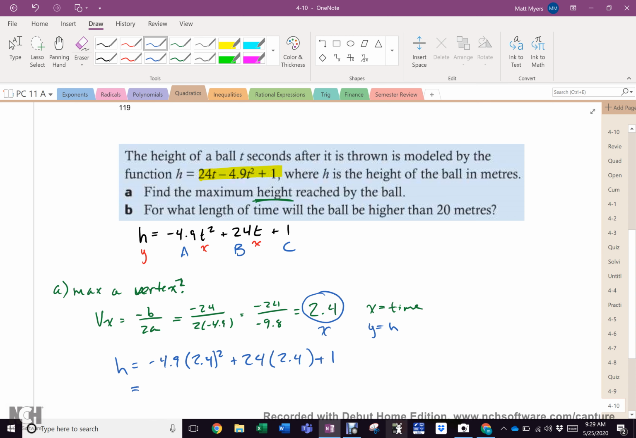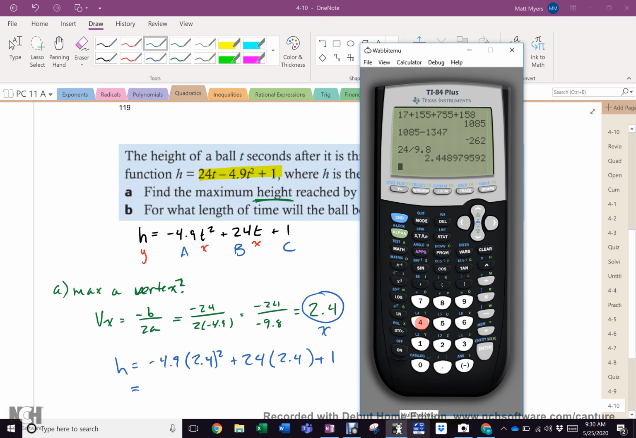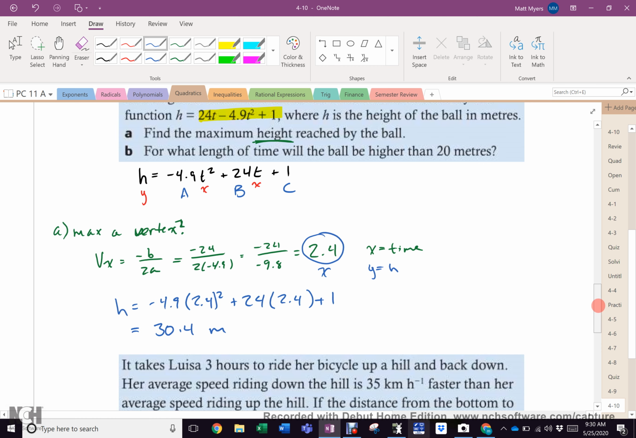And again, I have to go to my calculator. And I just punched in like I see it. Negative 4.9 bracket 2.4 close bracket squared plus 24 bracket 2.4 bracket plus 1 equals 30.376, so 30.4 meters. And we're done.